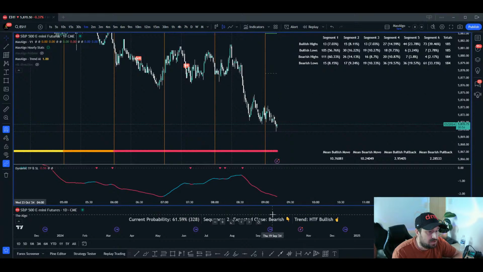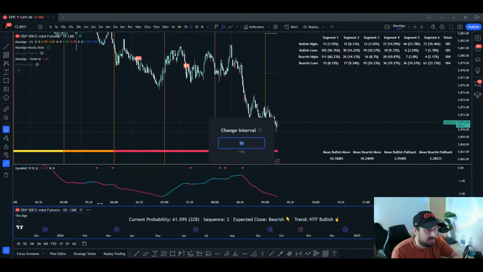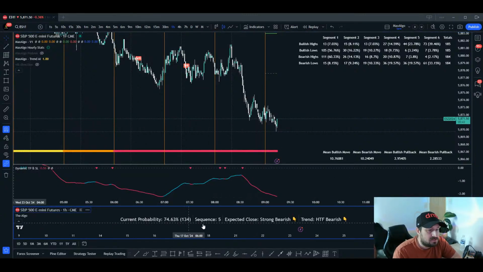Do I really want to jump in potentially on some of these trends? Sorry, that's the daily. Let's put it back to the hourly. No, it is matching. I thought it was right. My apologies. So we're bearish and bearish on the hourly.